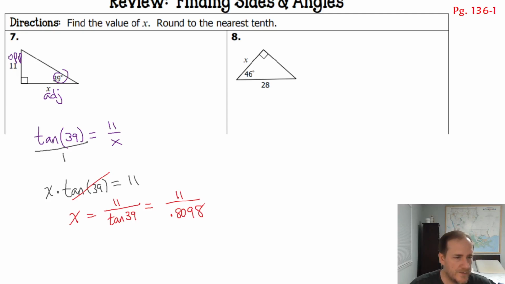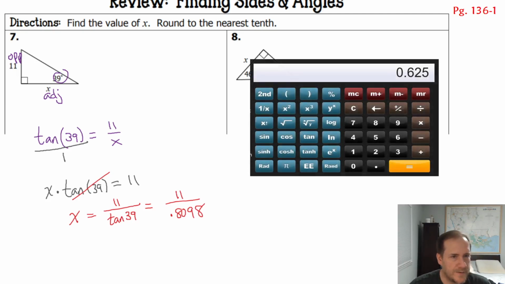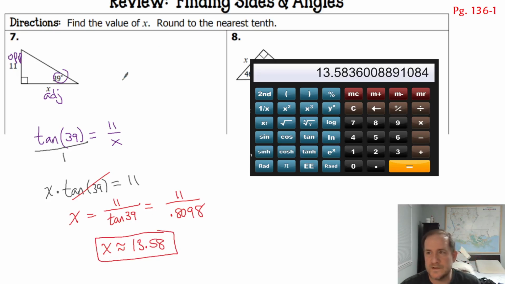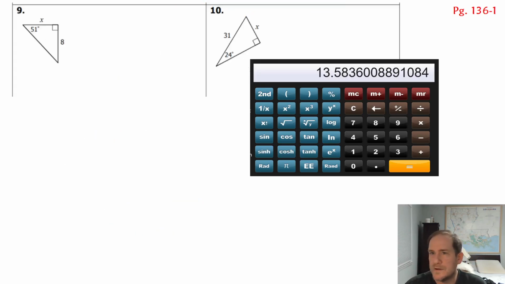And again, no matter what calculator you have, you'll be able to evaluate that. So clear everything and type in your 11 divided by 0.8098. See what you get. We got 13.58. Yep. So x is approximately 13.58. That's it. Let's see what number 9 is all about.